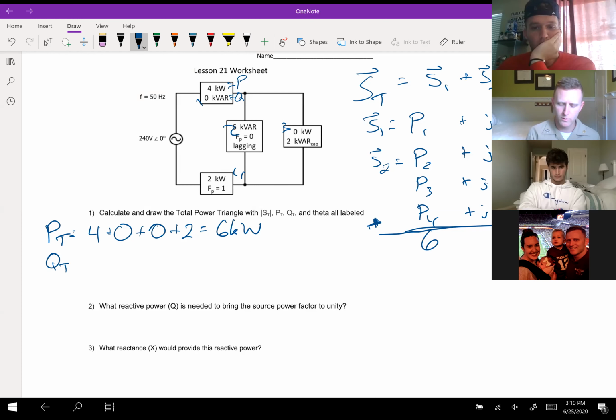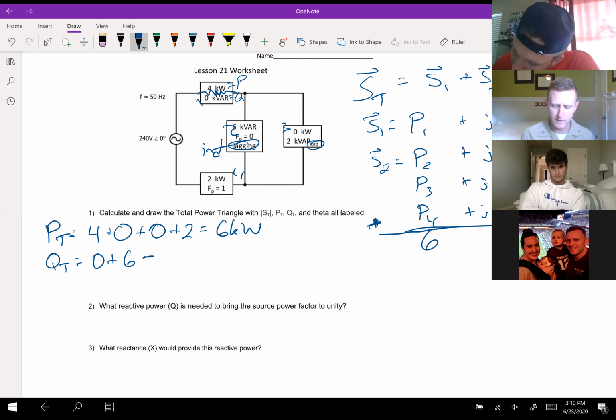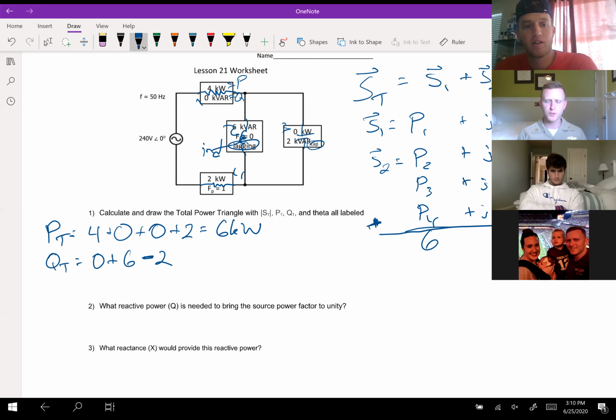My Q total, Q of the first one is 0 kVAR, which tells me that inside that box is just a resistor. It's all real, nothing reactive. The second one is positive 6 because this is lagging, which means it's inductive, right? The third one is kVAR, it's capacitive, so that's negative, minus 2. And then this one says the power factor is at 1. So that one's a resistor, that one's an inductor, and this one is a capacitor. These are all just pure elements.